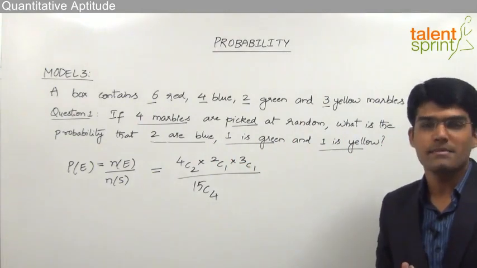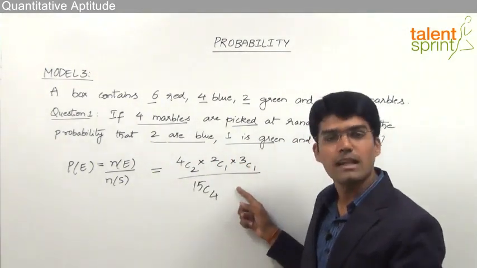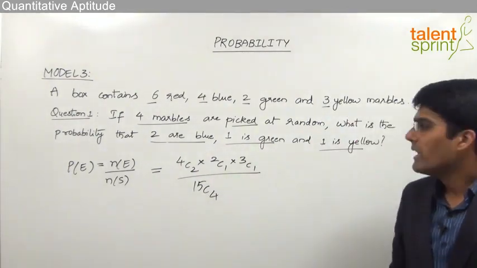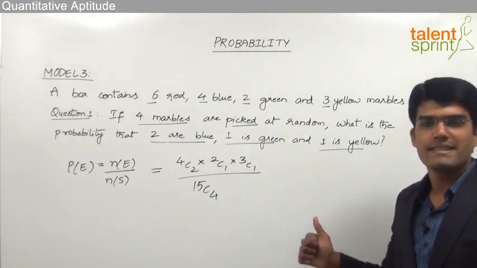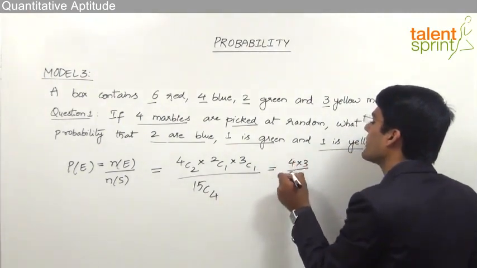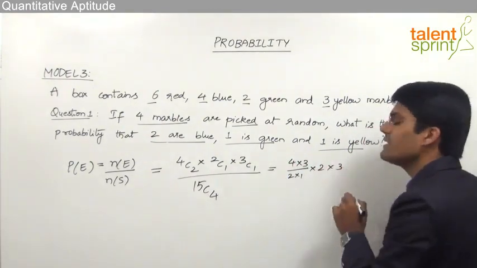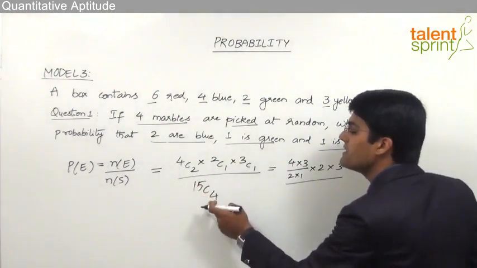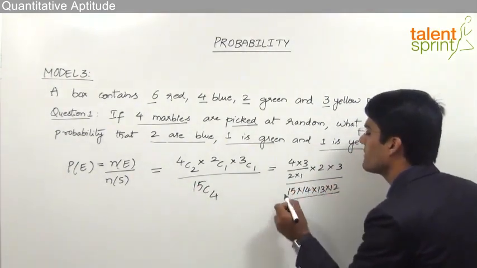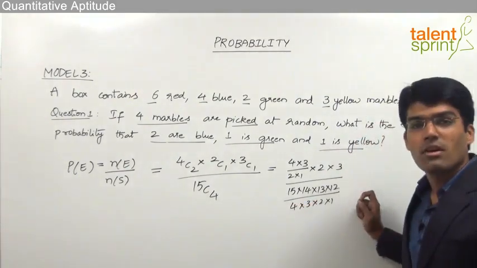But remember friends, in some cases the options are given in terms of NCR. So this itself can be taken as the answer. Otherwise, we need to go for further simplification to find out what is the correct answer. Let us here do the complete simplification and see what is the probability. 4C2 is nothing but 4 into 3 divided by 2 into 1. 2C1 will be equal to 2 and 3C1 is equal to 3, divided by 15C4, that can be taken as 15 into 14 into 13 into 12 divided by 4 into 3 into 2 into 1.